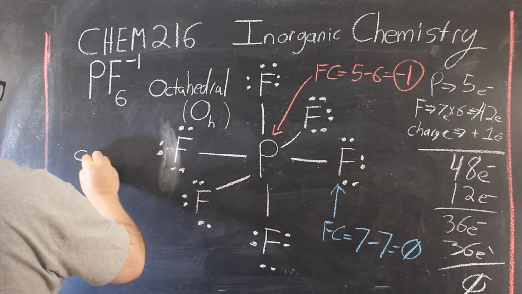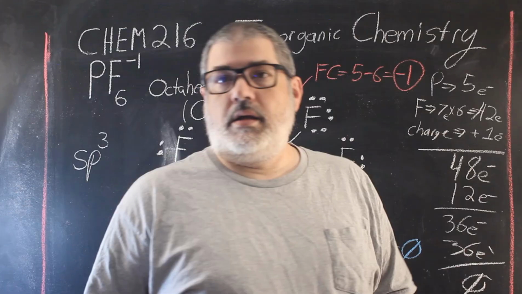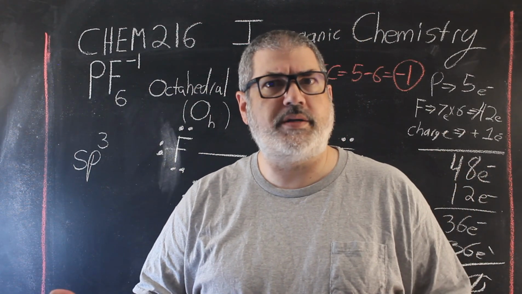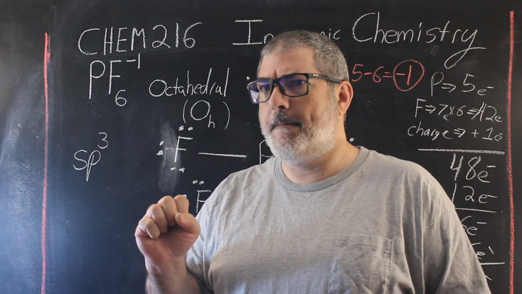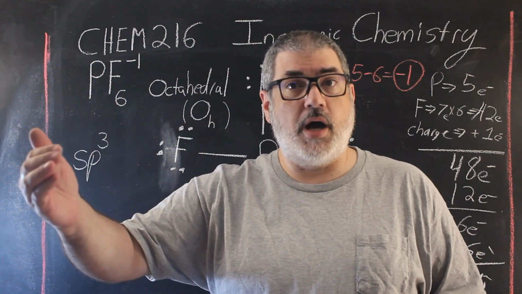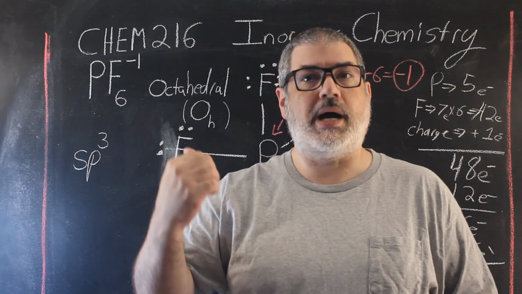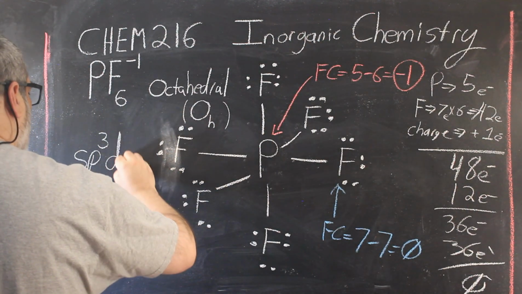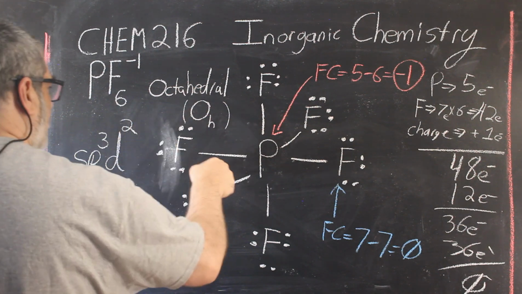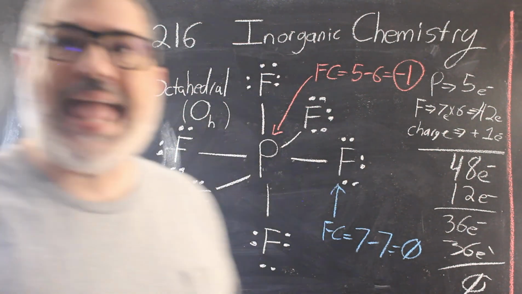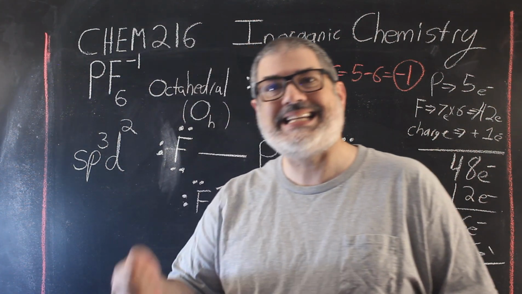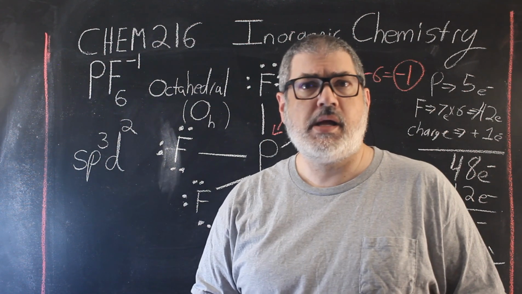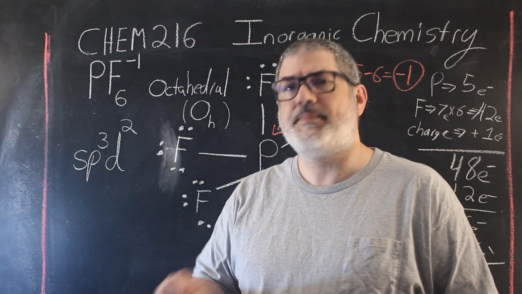sp3 gets me tetrahedral 4-coordinate geometry. But what do I need to do to go beyond that, to trigonal bipyramidal or octahedral? Now I have to grab the d orbitals. And in this case, because it's octahedral, it will be sp3d2. All right? So that is our orbital hybridization.